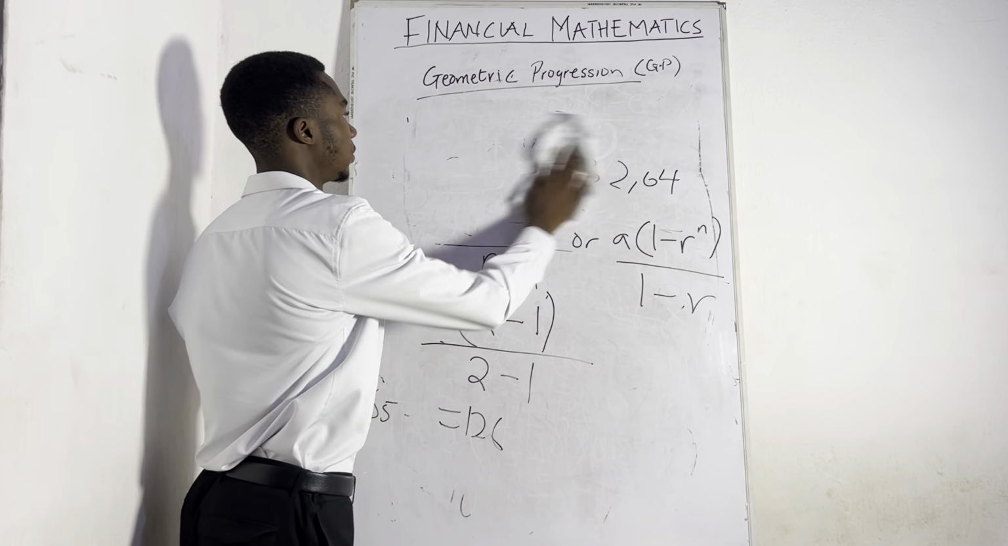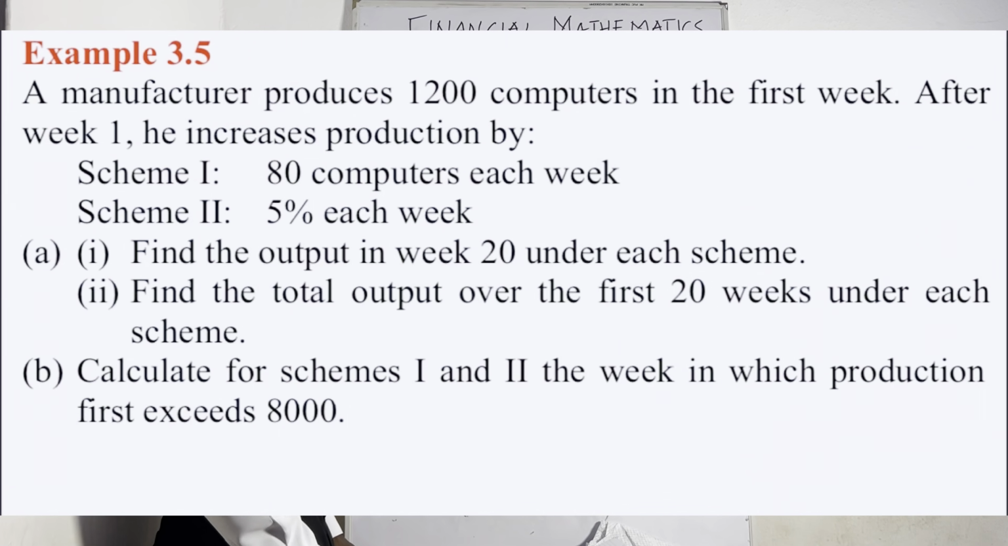So let me clean the board. So it says, a manufacturer produces 1,200 computers in the first week. After week 1, he increases production by, so you have scheme 1 and scheme 2. So for scheme 1, you have 80 computers each week. Then scheme 2, 5% each week. Then I, find the output in week 20 under each scheme. Then find the total output over the first 20 weeks under each scheme. Then B, calculate for schemes 1 and 2 the week in which production first exceeds 8,000.